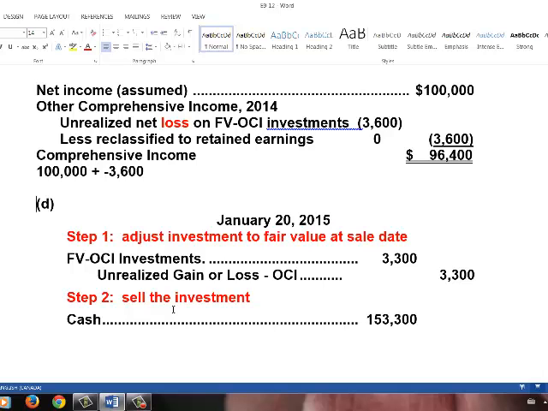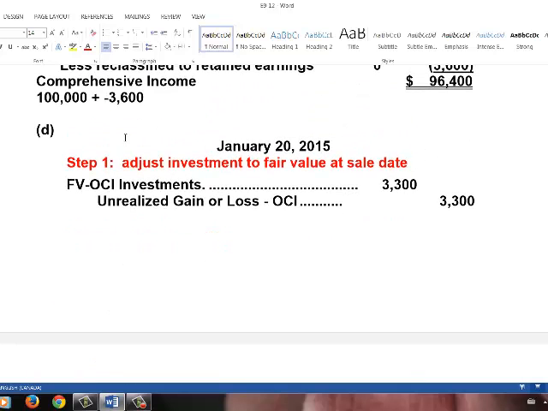We sold them for $153,300. So now, if we look, I'm just going to make sure we look at one step at a time here. Now, the first thing I need to do is adjust that security, the on shares, to their fair value at the date of sale.